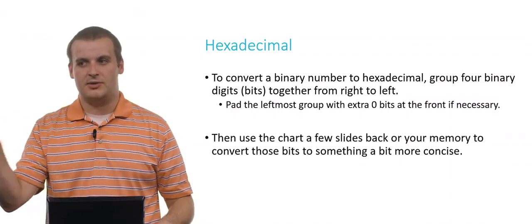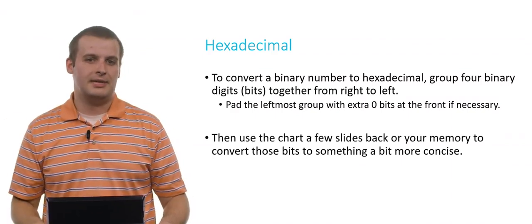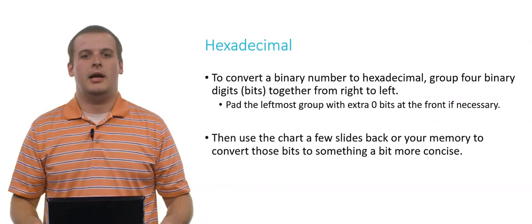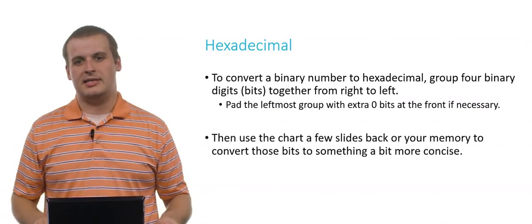Instead of 32 zeros and ones, as we'll see in a second, you might be able to get it down to just 8 hexadecimal digits. It's a lot more concise. The charts a few slides back will help you to figure out this mapping, though you'll, again, memorize it pretty quickly. And we'll go through an example right now.